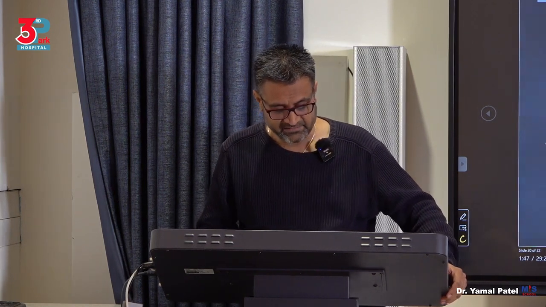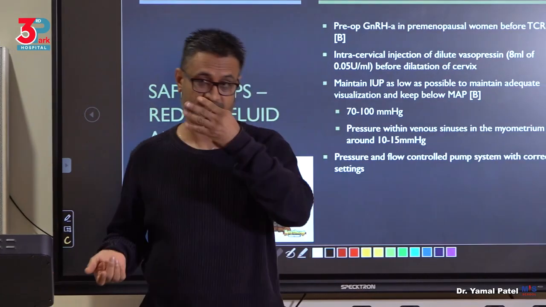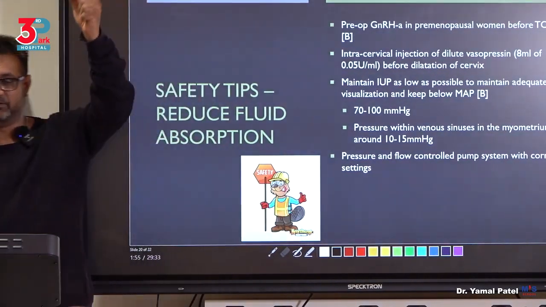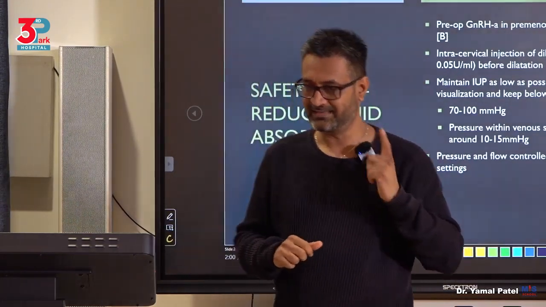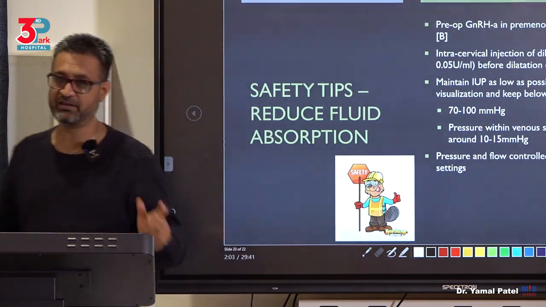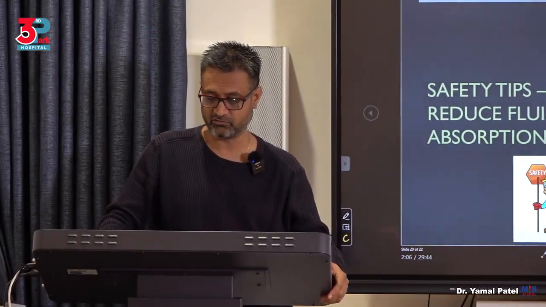But it's used, and when it is done that way, you will reduce your intravasation of fluid, okay? Maintain the intrauterine pressure as low as possible to give adequate visualization, and try to keep it below the MAP. And I told you 70 to 100 would be good. Preferably use a pressure and flow controlled mechanism, the way we discussed. Don't use saline, don't use manual pressure, don't use bags. For operative work, that's a bit dangerous, okay? So you might have to invest in this and know the settings that I told you.